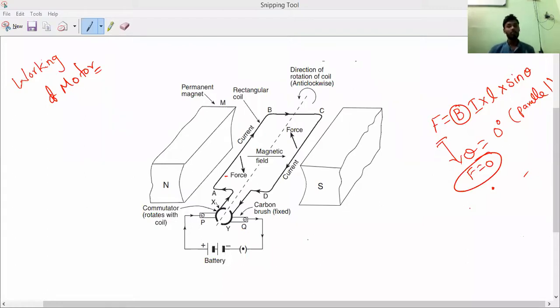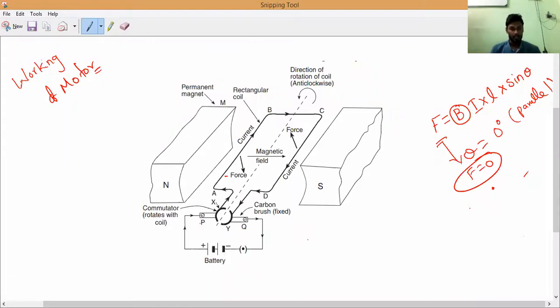Now, how will it work? Let us take a rectangular coil. Can anybody tell me the name of the rectangular coil? A, B, C, D. You might be seeing the picture. ABCD is the rectangular coil. Now you tell me, guys, the battery is connected on which side? X commutator or Y commutator?